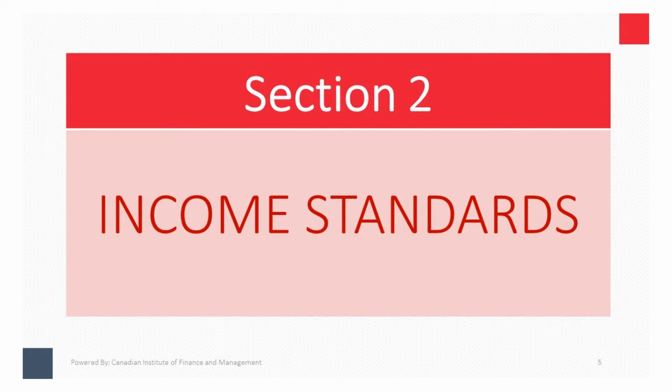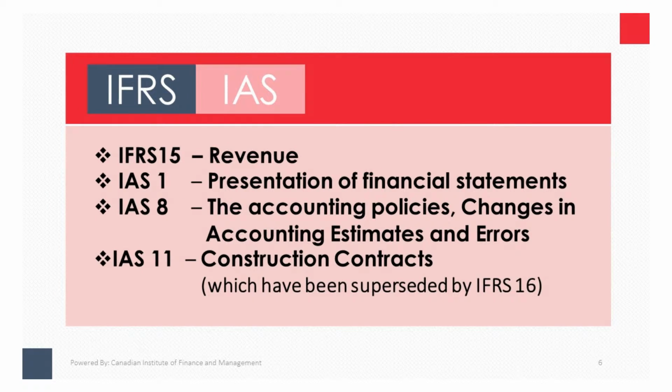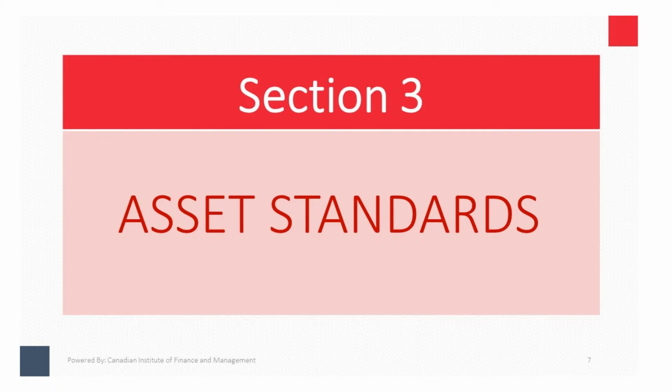Section 2, Income Standards. The topics covered in this section are as follows: IFRS 15, Revenue, IAS 1, Presentation of Financial Statements, IAS 8, Accounting Policies, Changes in Accounting Estimates and Errors, and IAS 11, Construction Contracts, which have been superseded by IFRS 15. Section 3, Asset Standards.